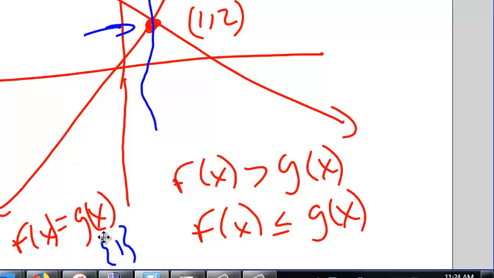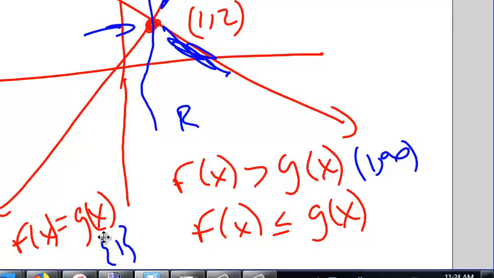F of x is bigger than g of x. Which side is that? When is f of x above g of x? Is that the right side or the left side? It's the right side. F of x is here. This side is higher than this side. So when is f of x bigger than g of x? From 1 to infinity.